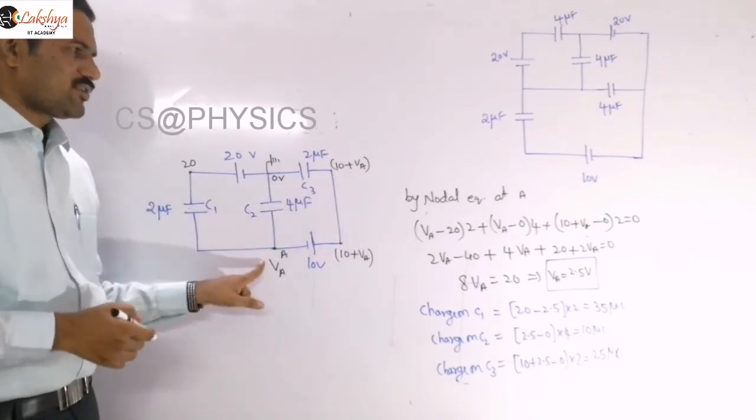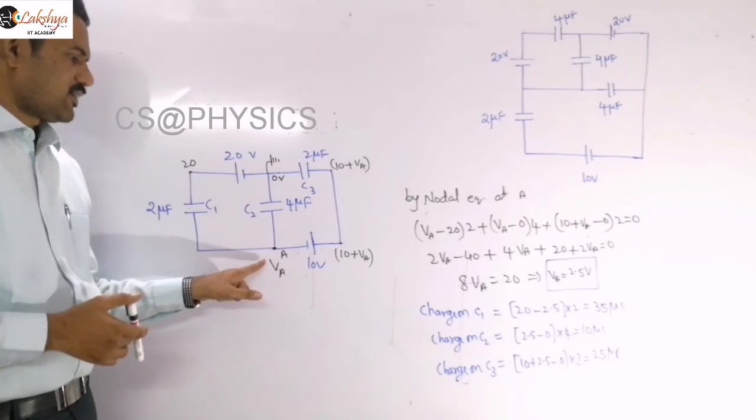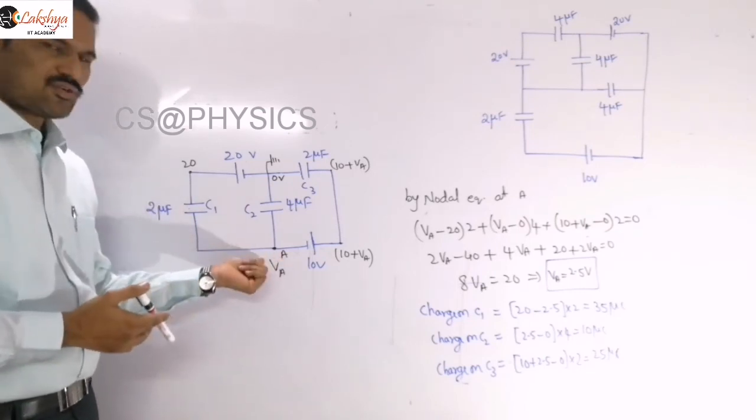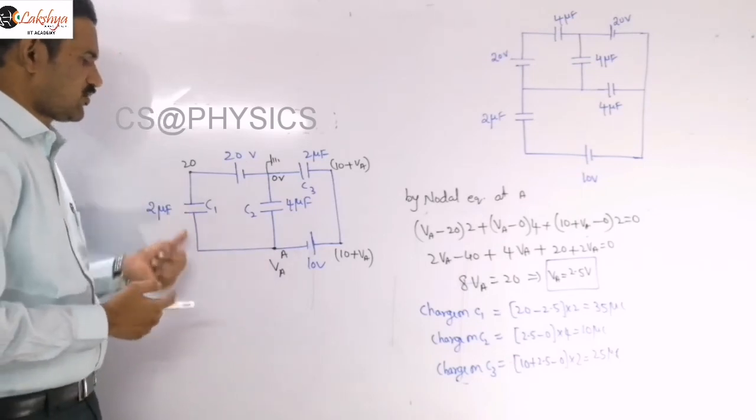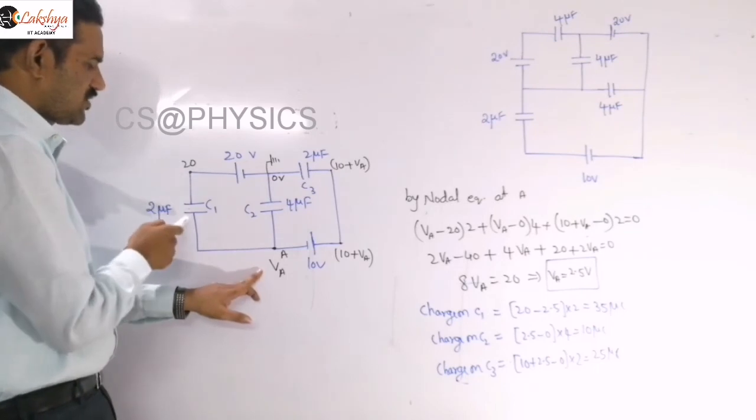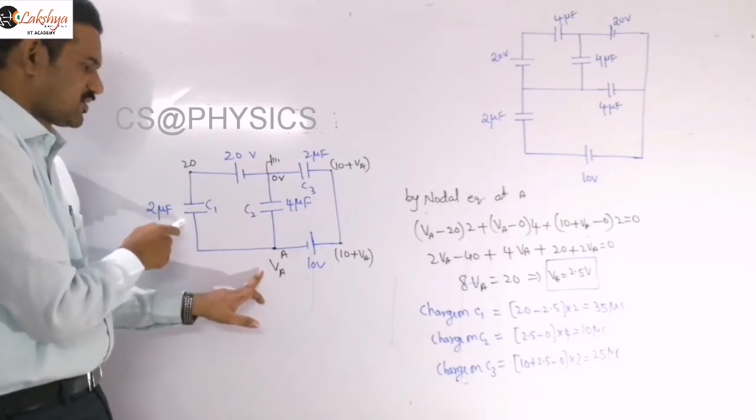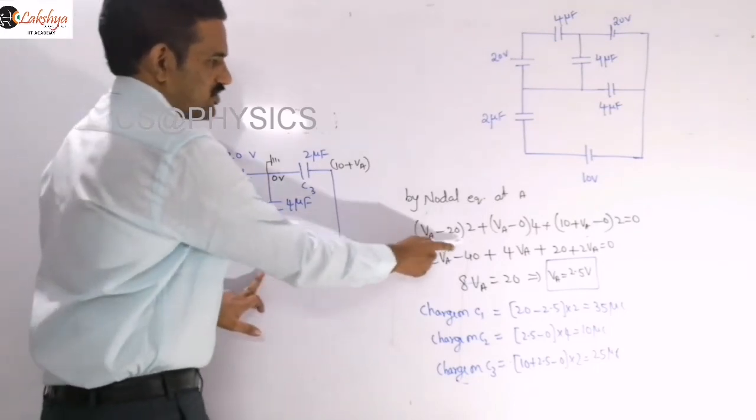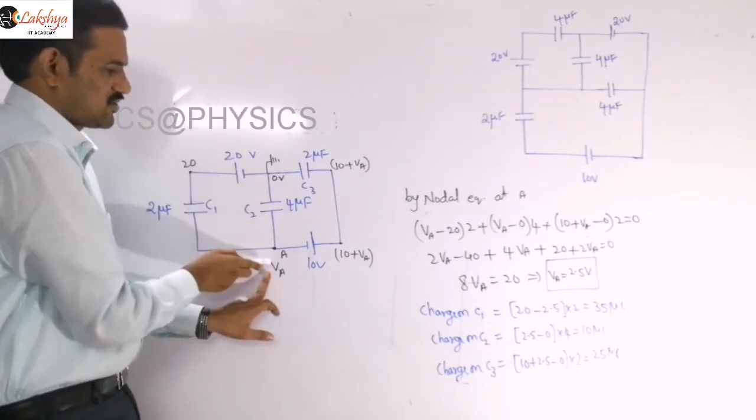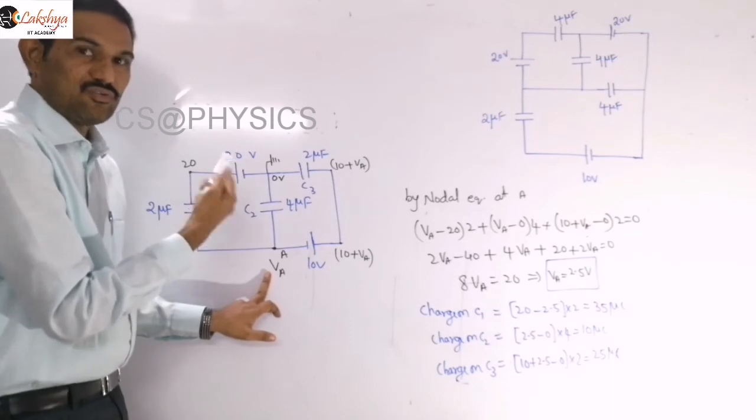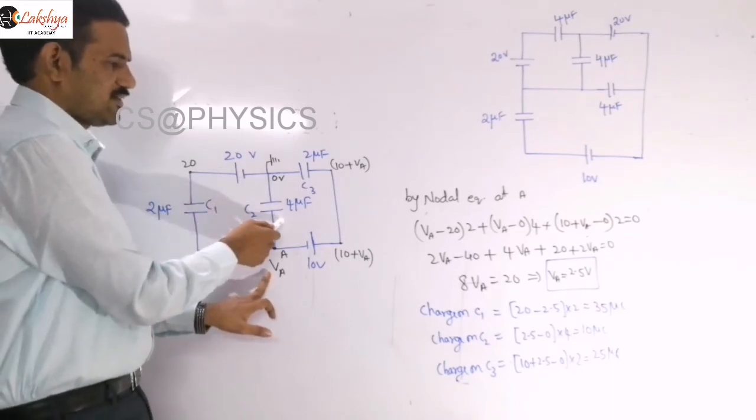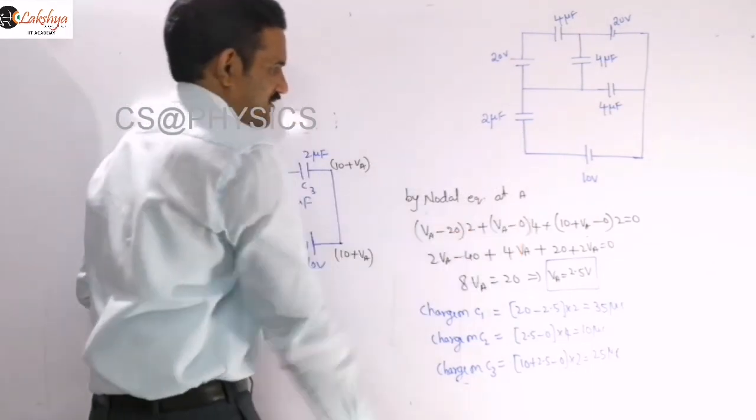Now we need to write the nodal equation at this node. Charge flowing along this direction, sigma Q is equal to 0 at this point. So charge flowing along this direction is VA minus 20 into this capacitance C1, which is 2. That is our positive first term here. Next we write the charge flowing along this direction. VA we need to assume as a higher potential, so VA minus 0 into this 4, which is our second term here.